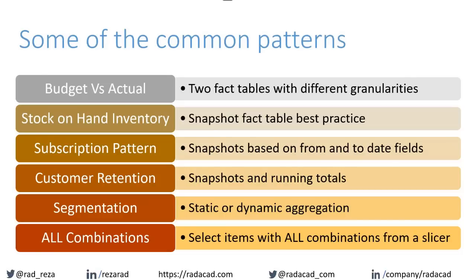Now, talking about design patterns, some of the common patterns are here. I'm not going to explain all of those in this session, but listing some of these, we might do another session later on and explain some of the others, but I'll definitely explain some of these today. Like budget versus actual, it's a pattern that explains that you have two different fact tables in two different granularities. One of them is at the daily level, another can be at a monthly, quarterly, or even yearly level. How you can get analysis across these, considering that you are still building a star schema. A stock on hand inventory model.